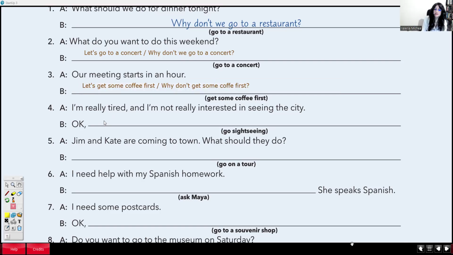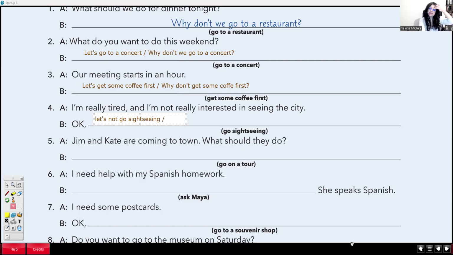I'm really tired and I'm not really interested in seeing the city. So be careful with this one. The context is important. Let's not go sightseeing. There you go. Thank you very much. Let's not go sightseeing. Why not? Because the person is not interested.